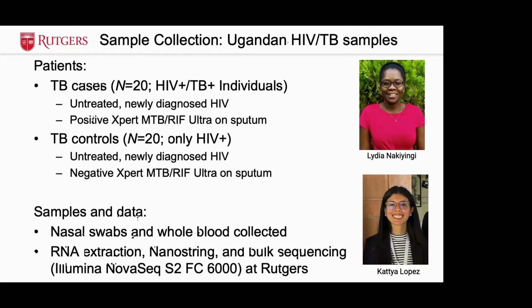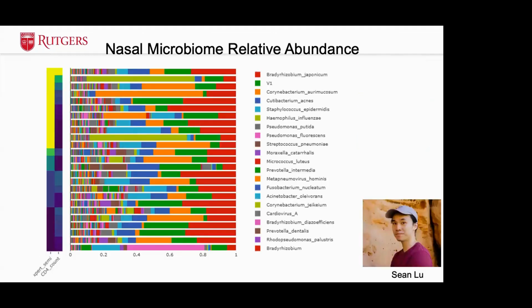Why we didn't see TB? I think we did. Oh, yes. So we did see TB in some of them. Are we seeing TB in here? These are the most common species. There are some TB that we found in the nose.